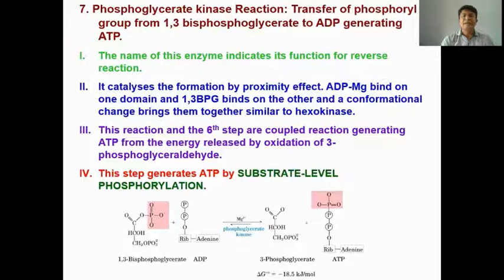Phosphoglycerate kinase reaction is the next reaction, which transfers the phosphoryl group from 1,3-bisphosphoglycerate to ADP, thereby generating ATP. So the name of this enzyme indicates its function for the reverse reaction. It catalyzes the formation by proximity effect. ADP-Mg complex binds on one domain and 1,3-bisphosphoglycerate binds on the other domain, and a conformational change brings them together, similar to hexokinase reaction. This reaction and the sixth step are coupled reactions, generating ATP from the energy released by oxidation of glyceraldehyde 3-phosphate. This step generates ATP by substrate level phosphorylation. So here the ATP is formed by the substrate level phosphorylation of ADP to ATP.